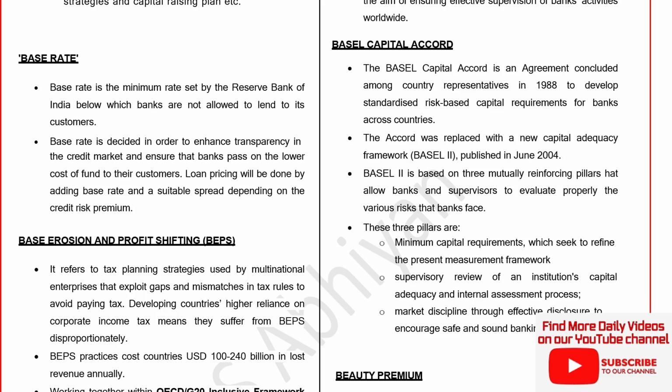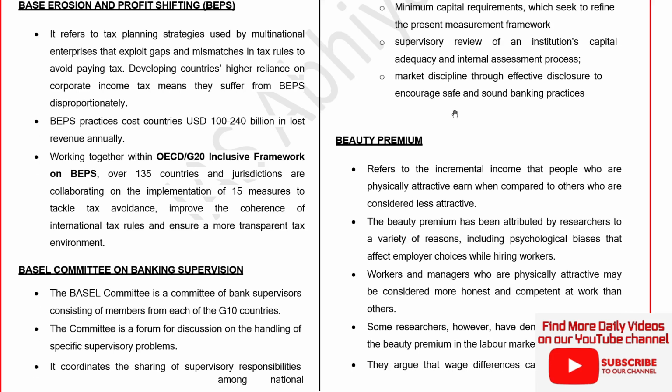Basel II is based on three mutually reinforcing pillars that allow banks and supervisors to evaluate properly the various risks that banks face. These three pillars are: one, minimum capital requirements, which seek to refine the present measurement framework; two, supervisory review of an institution's capital adequacy and internal assessment process; and three, market discipline through effective disclosure to encourage safe and sound banking practices. That is called Basel II norms.